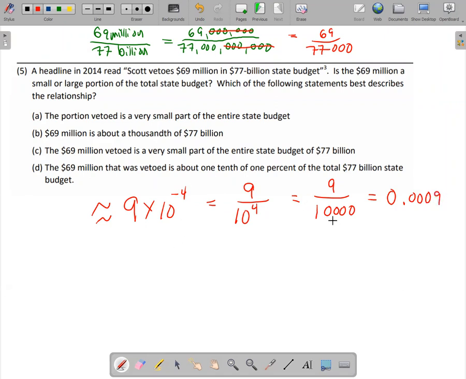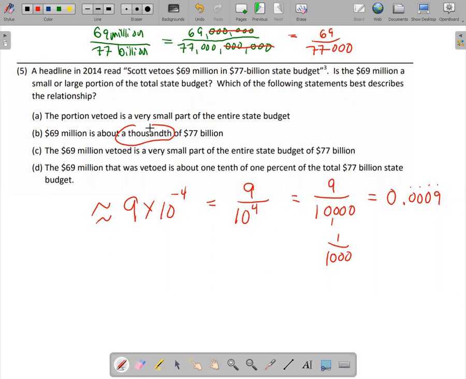Okay, double check. This is 10,000 in the bottom, right? So this says 9 10,000ths. This is the tenths place, hundredths place, thousandths place, 10,000ths place. Okay, that makes sense. 9 10,000ths. Now, 9 10,000ths is pretty close to 1 out of 1,000, isn't it? And notice up here, B says about 1,000. Okay, so did I do all that work for nothing? No, I confirmed that that statement is actually correct.